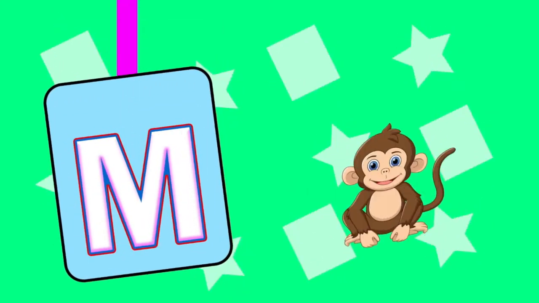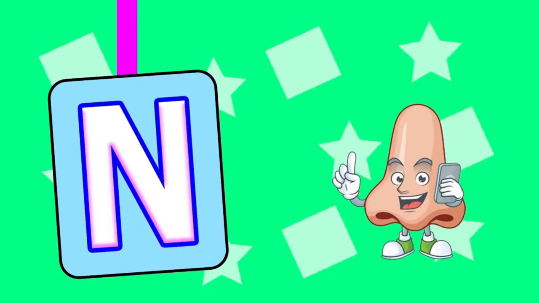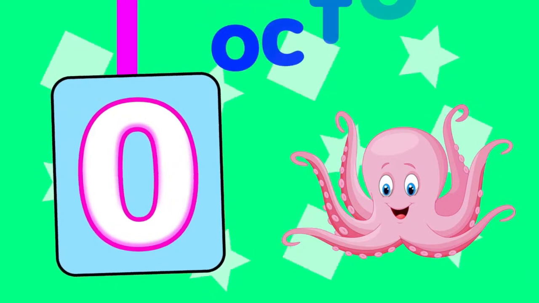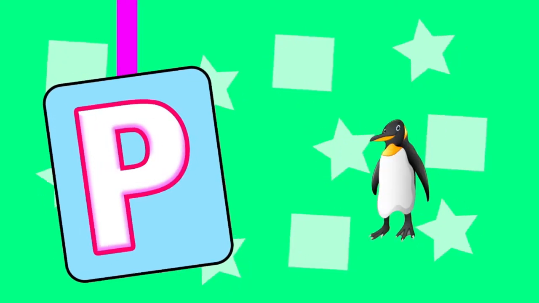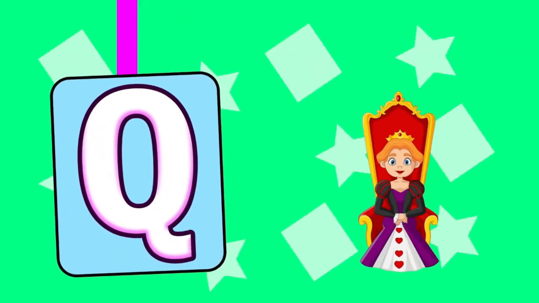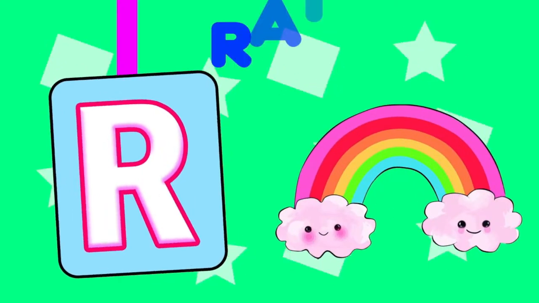M for monkey. N for nose. O for octopus. P for penguin. Q for queen. R for rainbow.